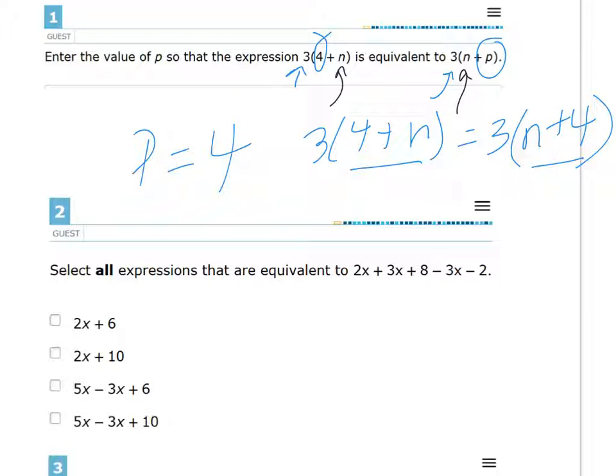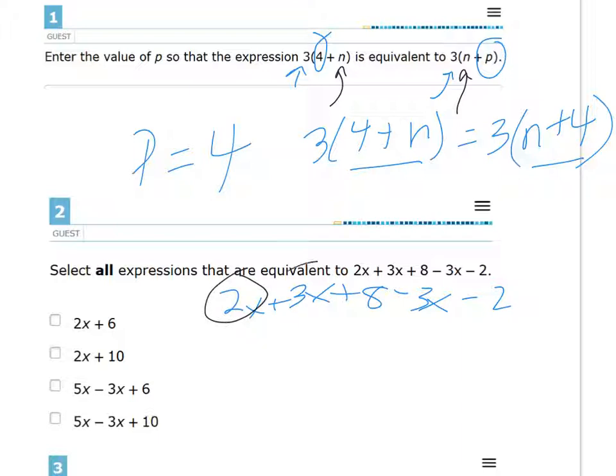Now for question number 2, select all expressions that are equivalent to 2x + 3x + 8 - 3x - 2. Make sure you pay very close attention to all possible solutions. So now I have 2x + 3x + 8 - 3x - 2. So I can combine like terms.